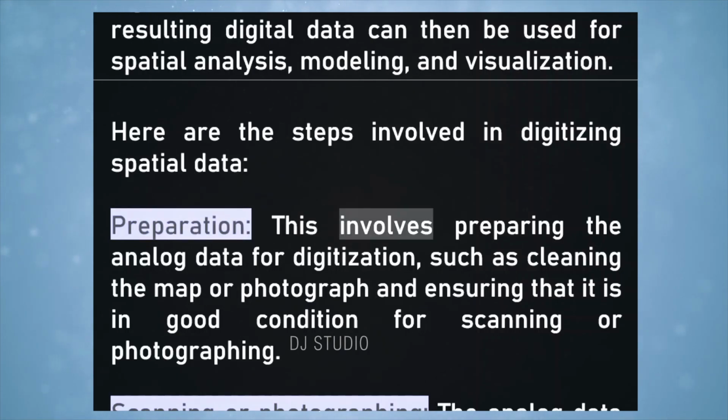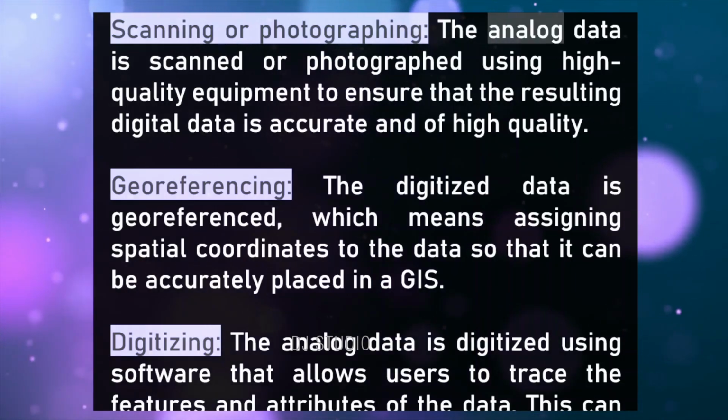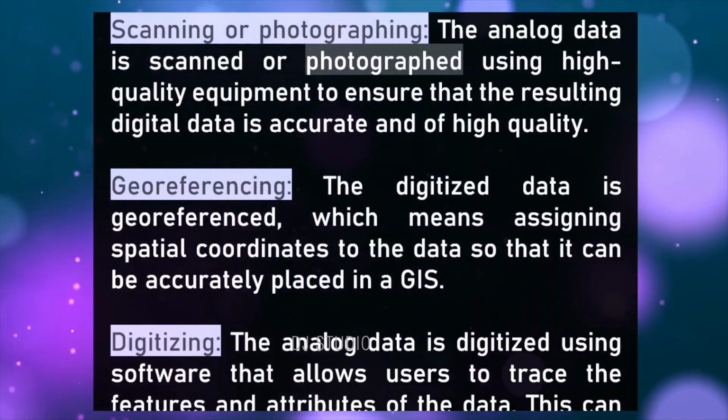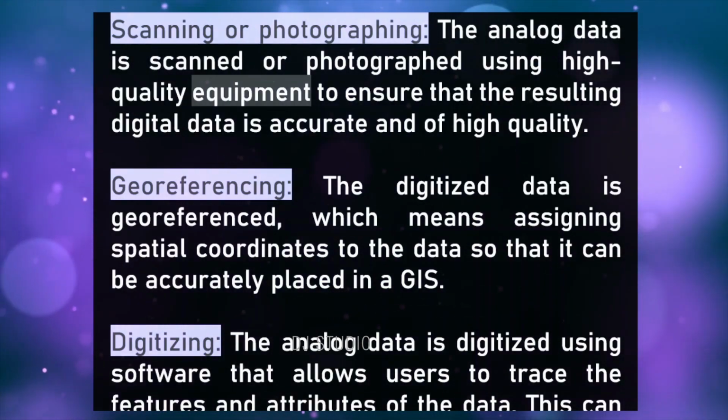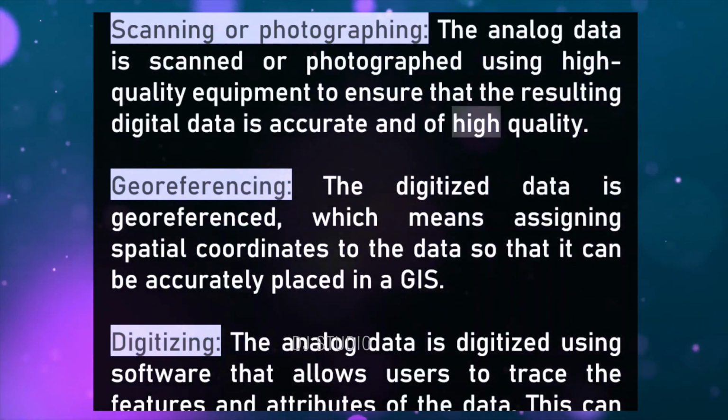Preparation. This involves preparing the analog data for digitization, such as cleaning the map or photograph and ensuring that it is in good condition for scanning or photographing. Scanning or photographing. The analog data is scanned or photographed using high-quality equipment to ensure that the resulting digital data is accurate and of high quality.